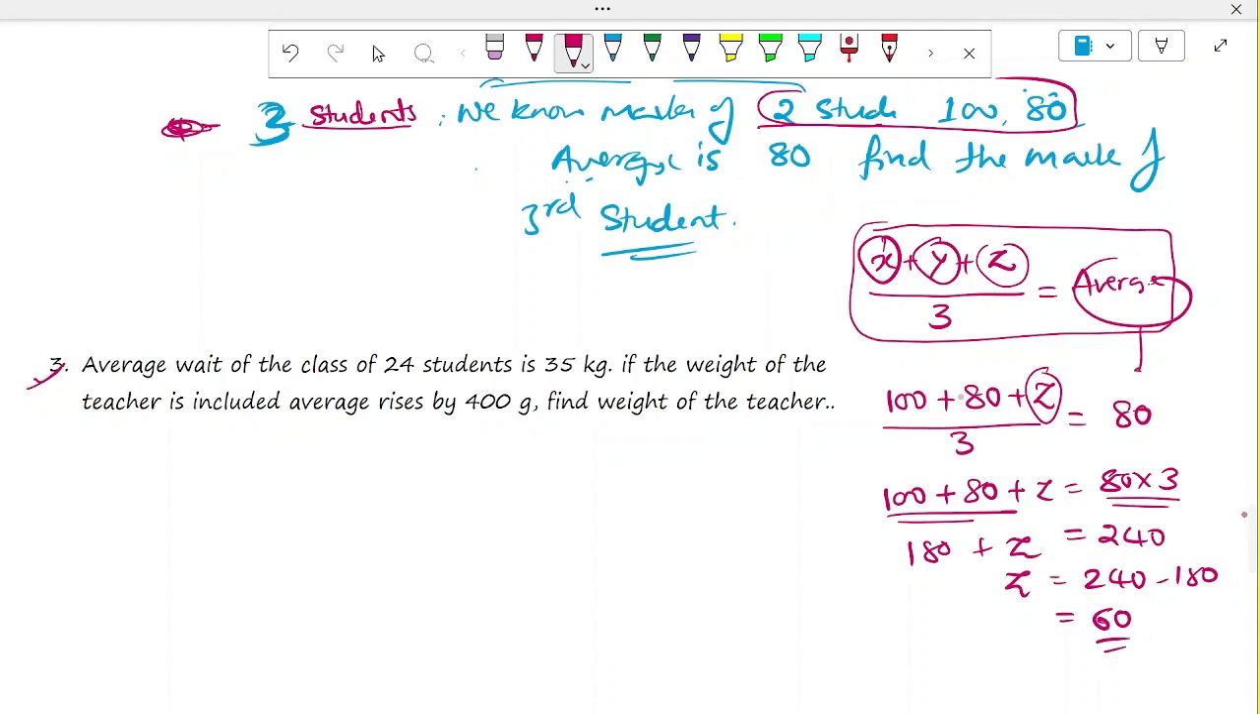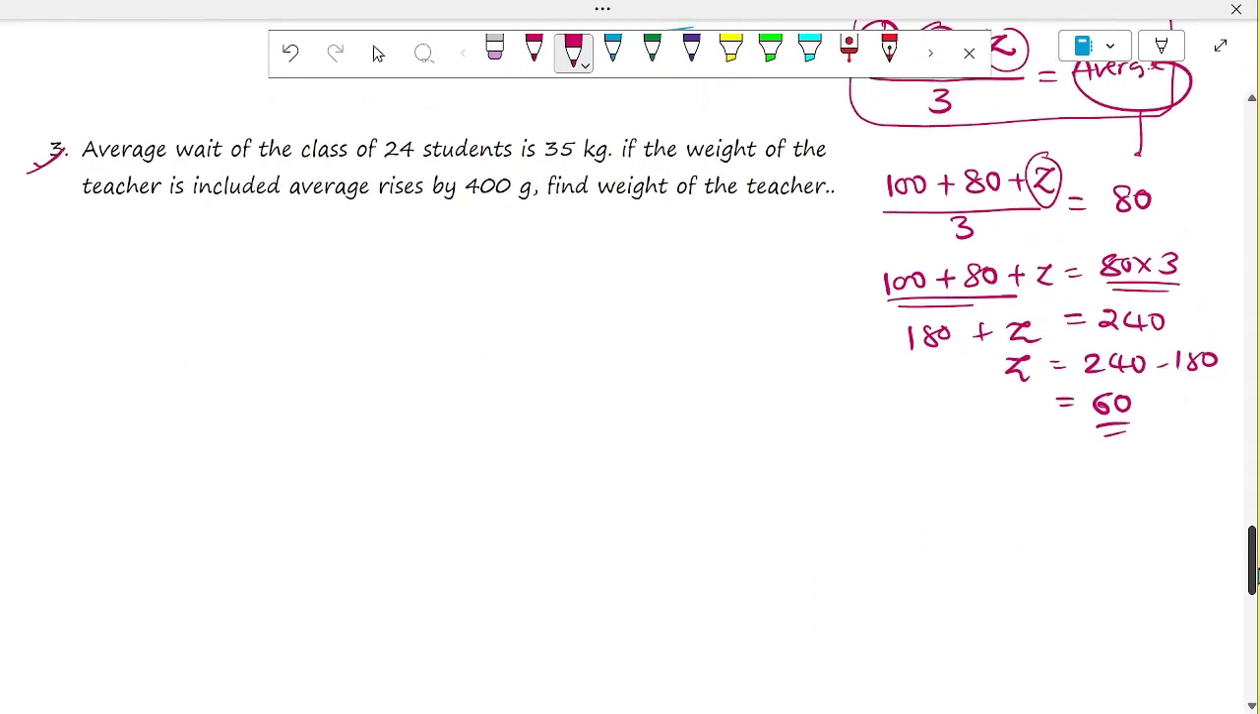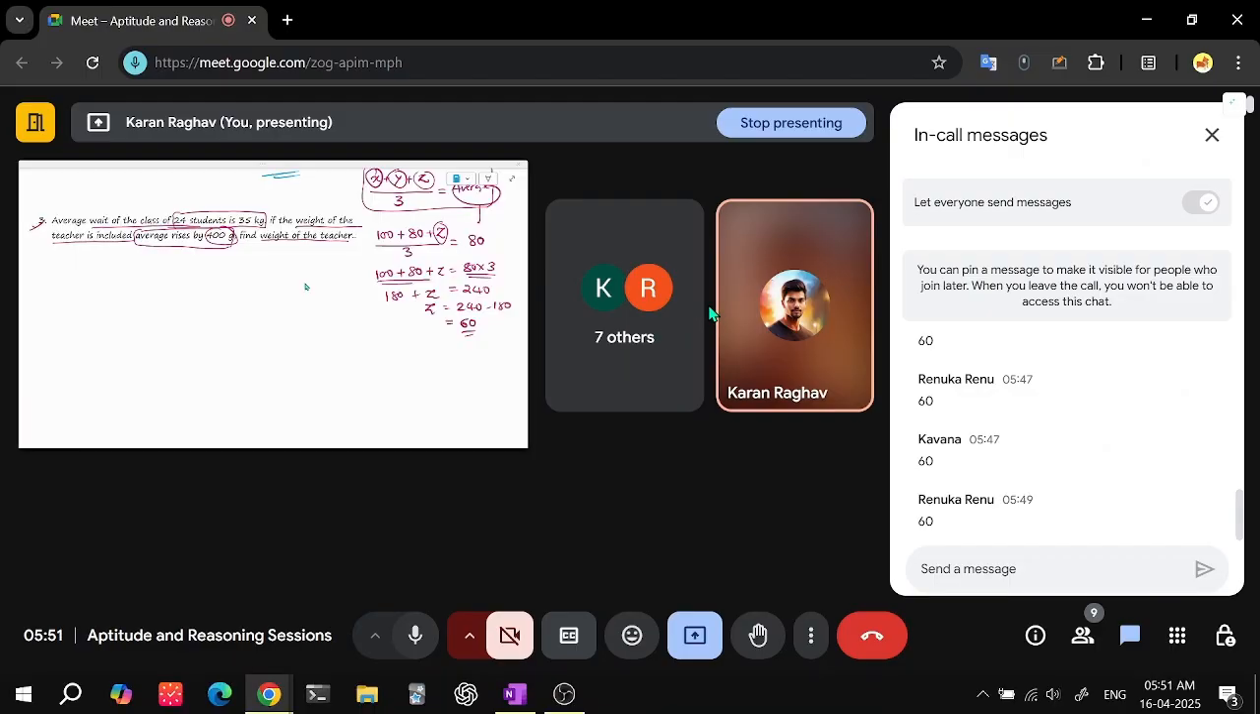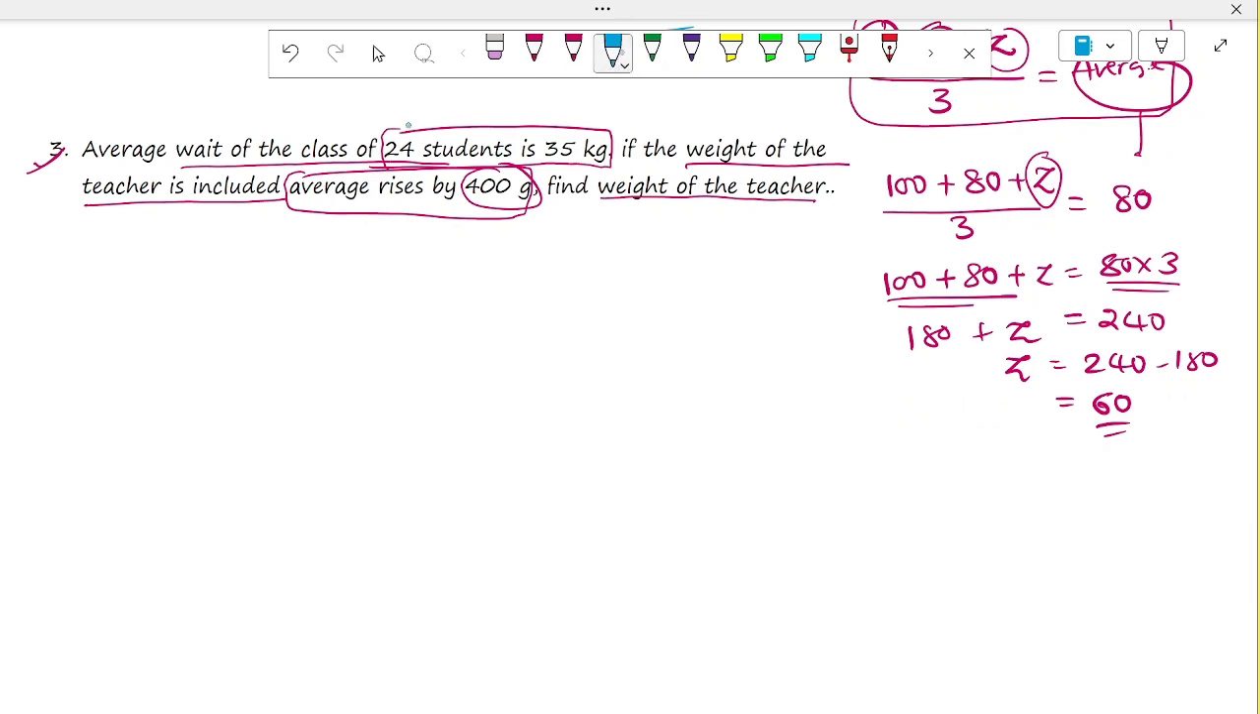Fine. Now we'll try to solve this question applying the knowledge that we have got just now. Average weight of a class of 24 students is 35 kg. Means we are given the average weight of a class where 24 students are there. If the weight of the teacher is included, average rises by 400 grams. Find the weight of the teacher. How can you solve this question? Here you see, just try to write the formula for this one.